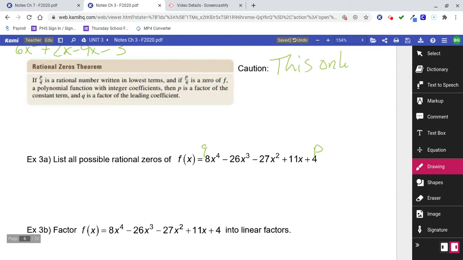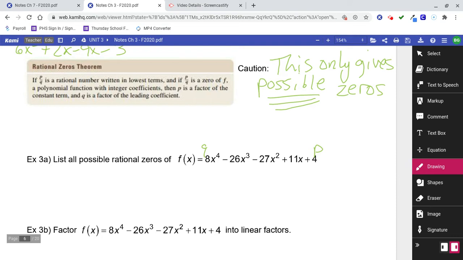This only gives possible zeros. So if you look at a polynomial like in example 3a, with x to the fourth, you would expect there to be 4 zeros. X to the fourth, you would expect to see 4 zeros, all right? This rational zeros theorem is probably going to give you a list of more than 4. It's just giving you some ideas to try. These things might work, okay? 4 of these are going to work, but I might give you more than that, okay?